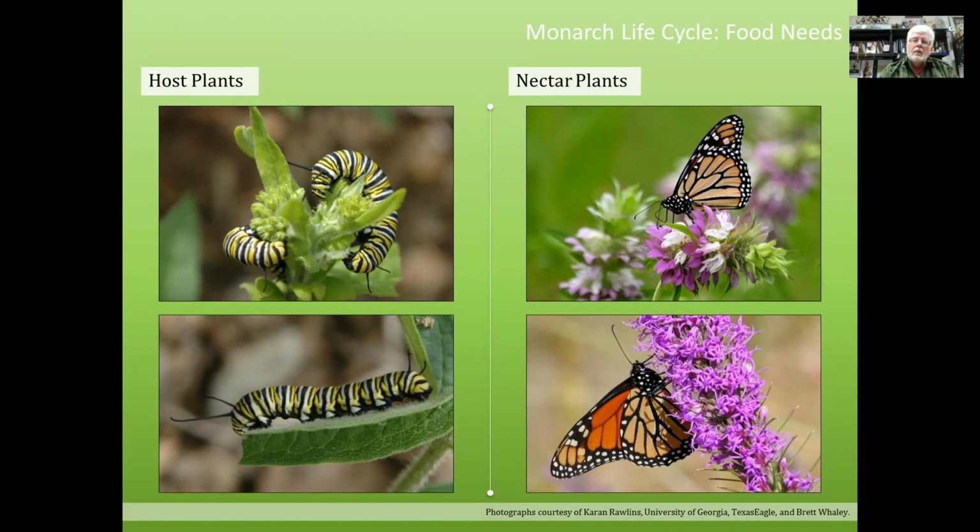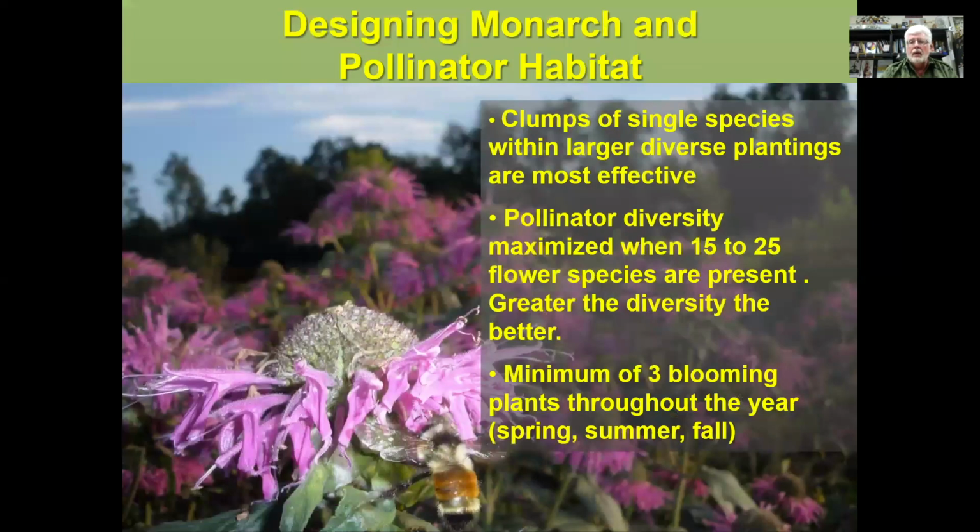But one thing that people often forget about is that fall bloom period. That fall bloom period is when those monarchs are heading south. So things like blazing star, goldenrod, and asters are incredibly important for that southward migration.